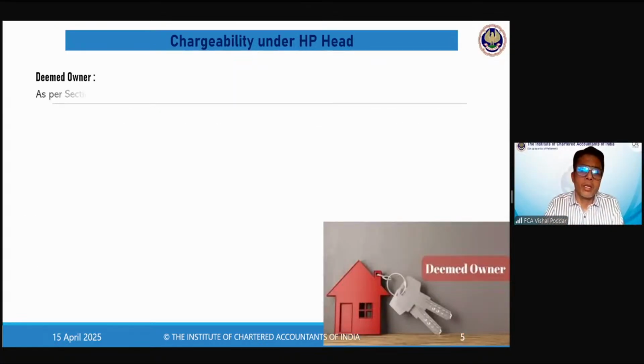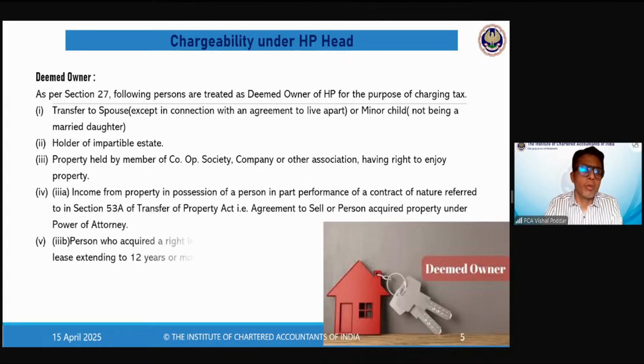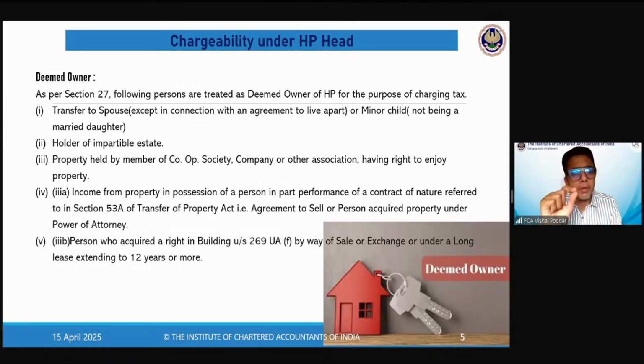And then the requirement that you should be owner also has a provision that you may be a deemed owner. A deemed owner is a person where the property is not in the name, but the law has presumed you to be the owner. What are these cases? Case one: you have given your property to your spouse or to your minor child as a gift. Today the property is not in your name, but the law presumes under section 27 that you are still the owner, and hence the rental income coming from that property will be taxed in your hands and not in the hands of your spouse or your minor child.